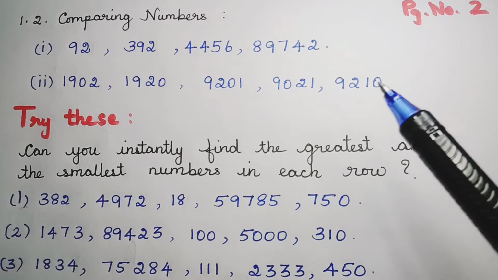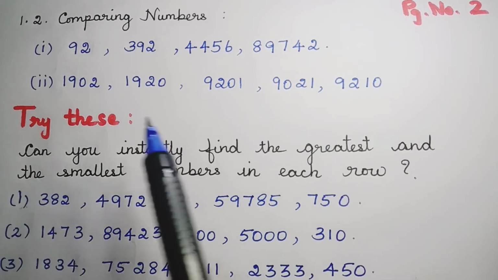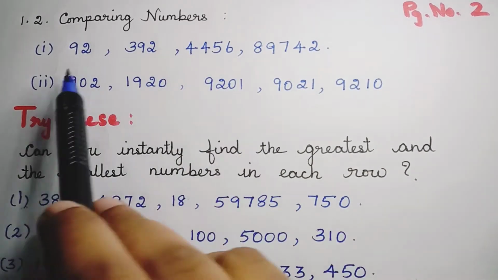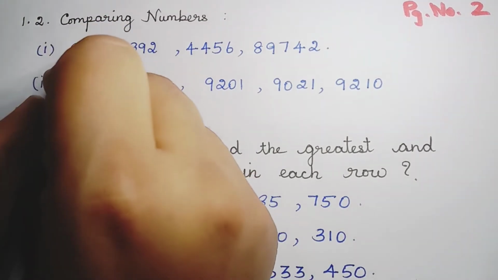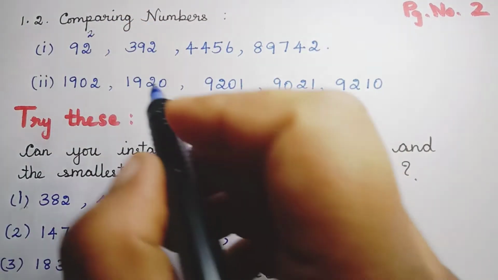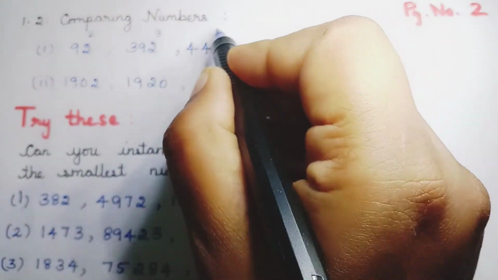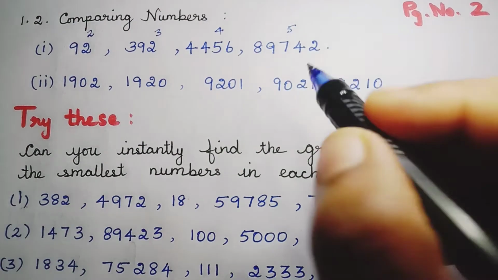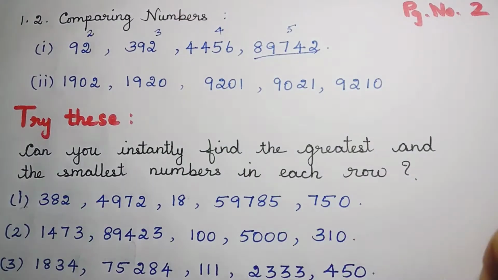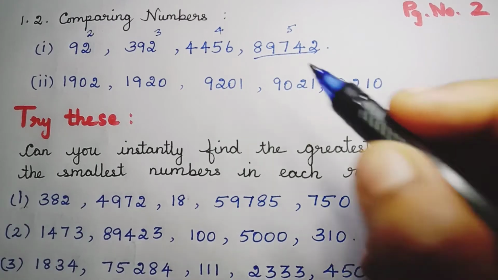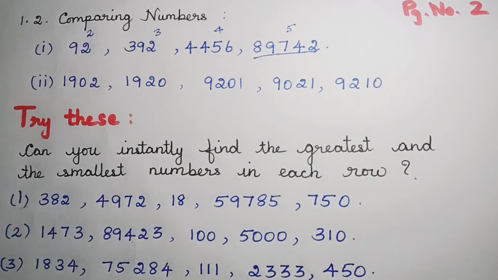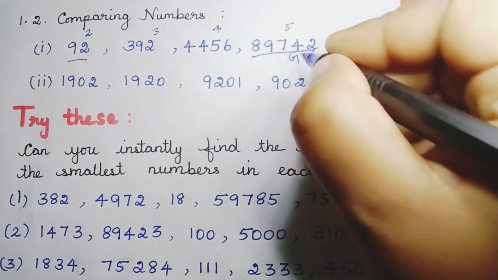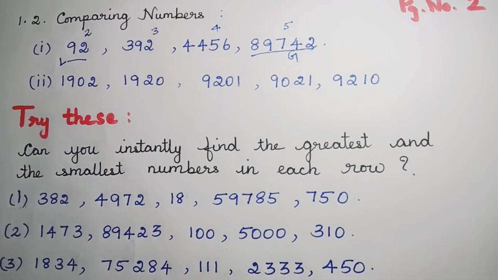I hope you have found the biggest number. The tip is to count how many digits are in each number. Here we have a 2 digit number, a 3 digit number, a 4 digit number, and a 5 digit number. So which one is the biggest number here? Of course, the greatest number will be 89742 and the smallest number will be 92.